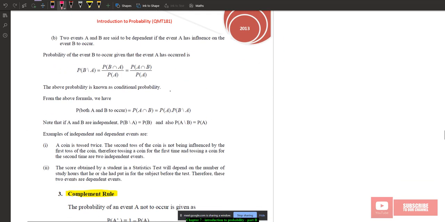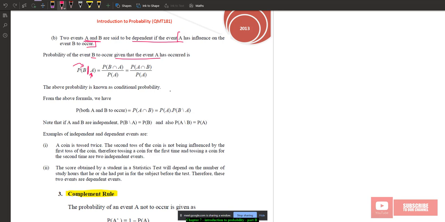Another thing that we need to understand is the dependent event. When A and B are said to be dependent events, it means that A has influence on B occurring. So we look at the probability of B occurring, given that A has already occurred. This is the symbol of given, a straight line. Probability of B given A means that we are interested in finding the probability of B given that A has already occurred.